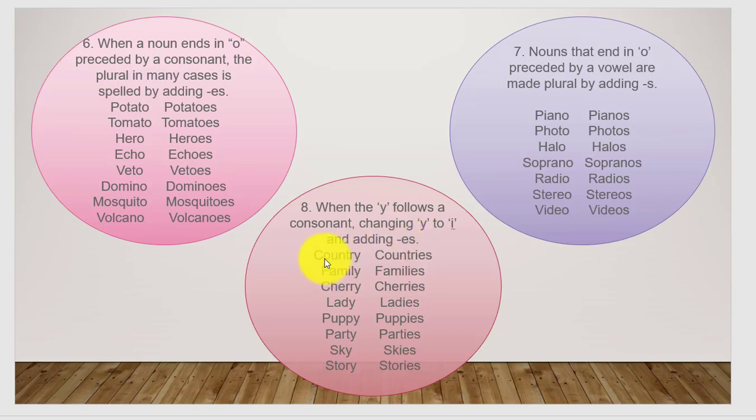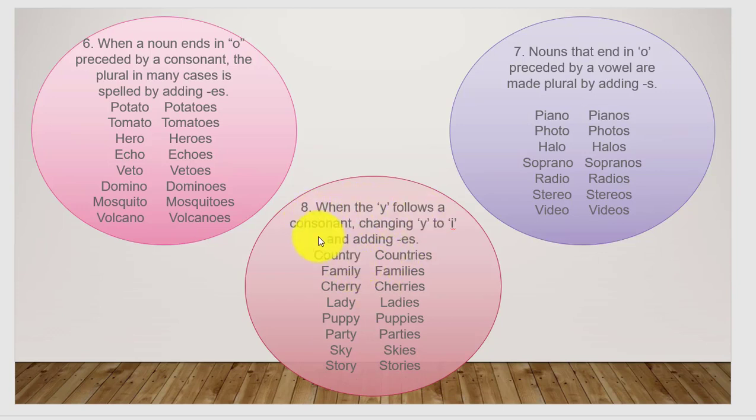For example, you can see y follows the consonant R. Y follows L. Once again, R precedes y. Similarly, D precedes y. Similarly, P precedes y. T precedes y. And K precedes y. In this case, under this rule, we replace y with i, and then we add es to get its plural.